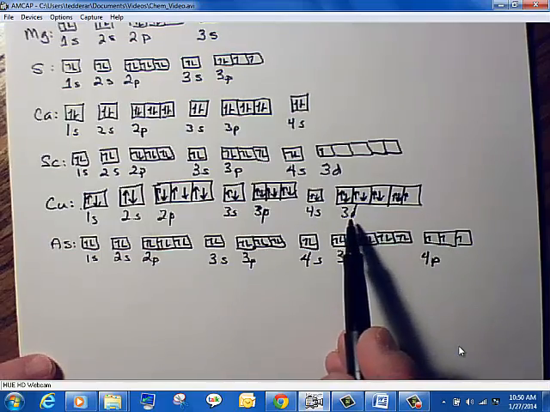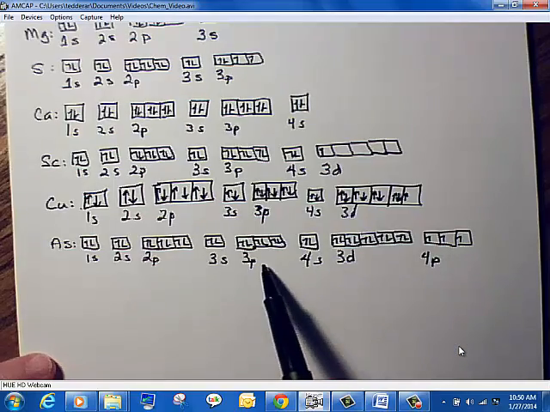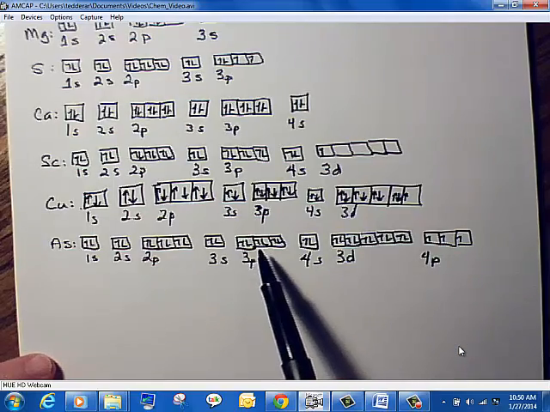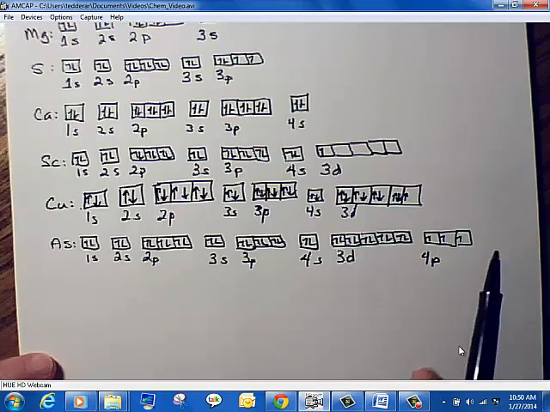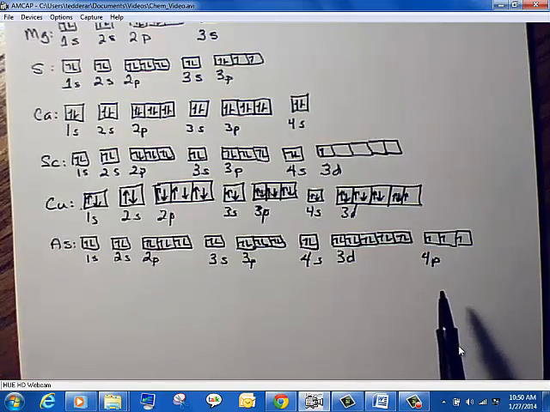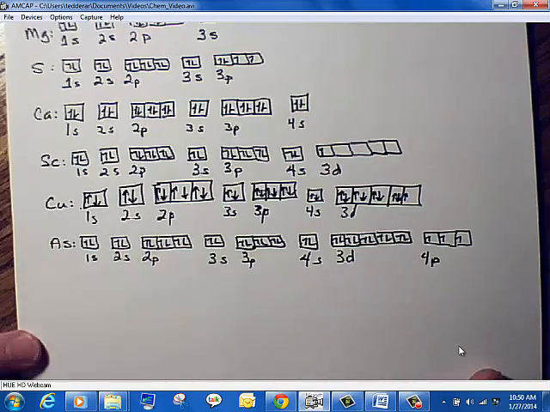We couldn't stay in 3p because we already have a 3p, down here. So you can't do 3p twice. There's only one 3p. So the 4p has 3 electrons in there, 1 in each box. And the rule is you always put 1 electron in each of the boxes, and then if necessary, go back and pair them up. Everybody got it?